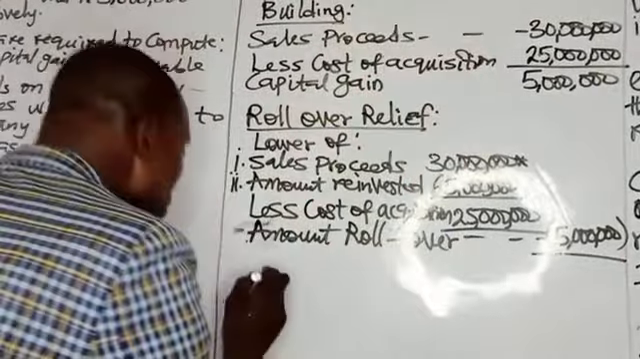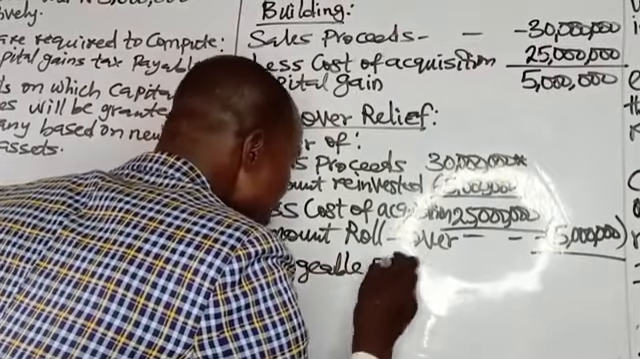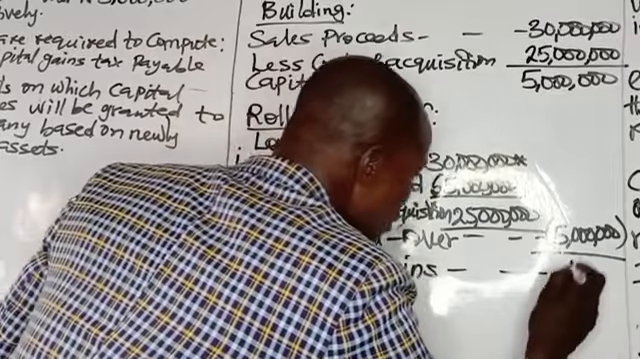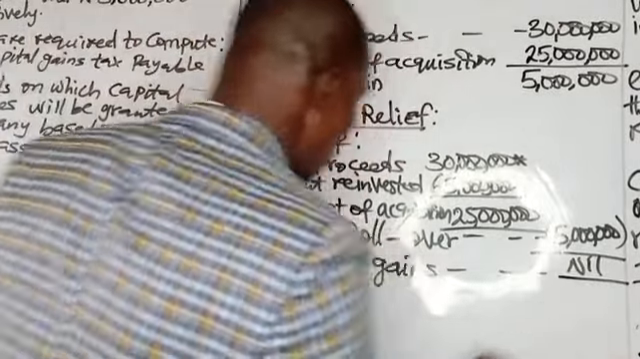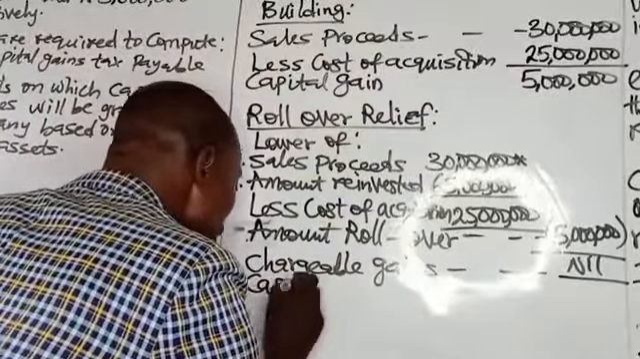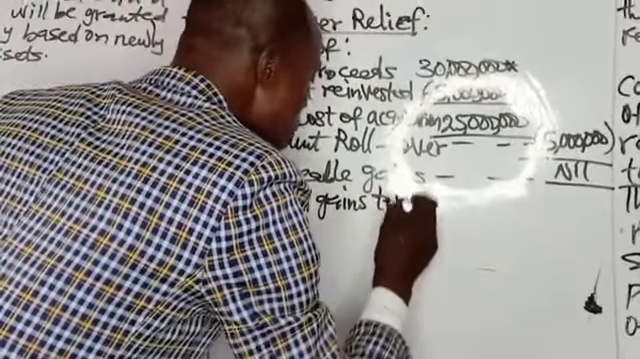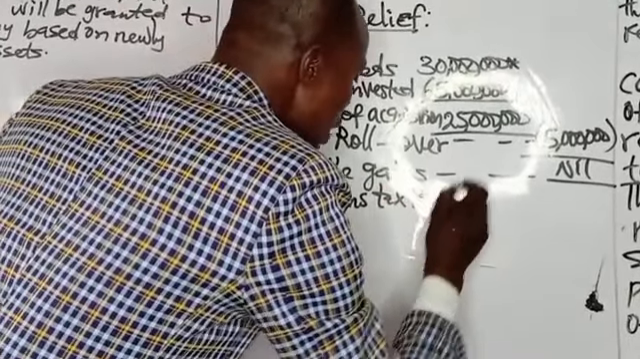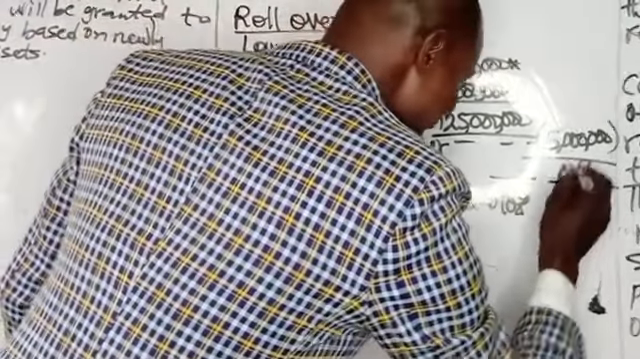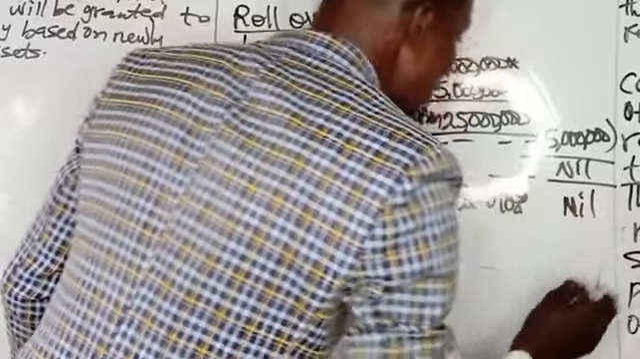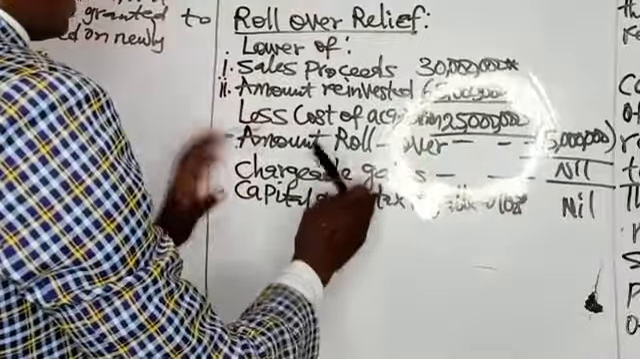so we have chargeable gain. Chargeable gain, that will be nil. At least 5 million minus 5 million, that will be nil. So capital gains tax payable at 10% of chargeable gain. Since chargeable gain is nil, capital gains tax payable on building is nil.